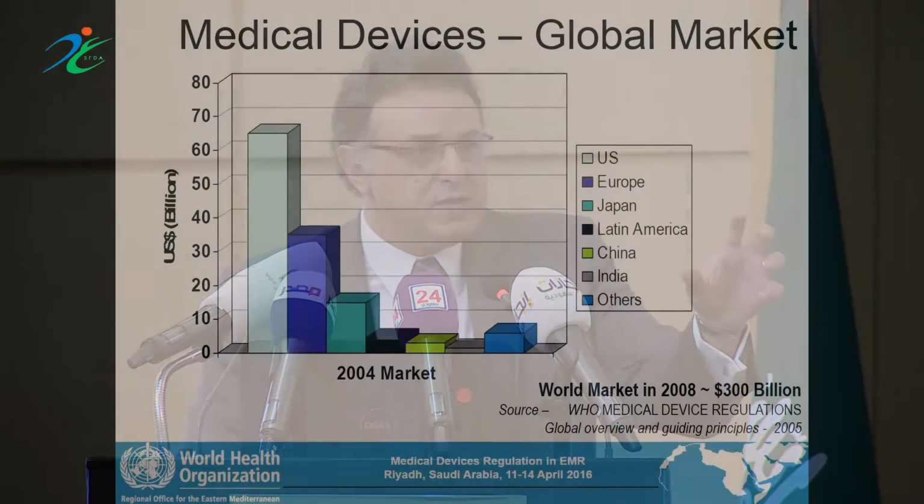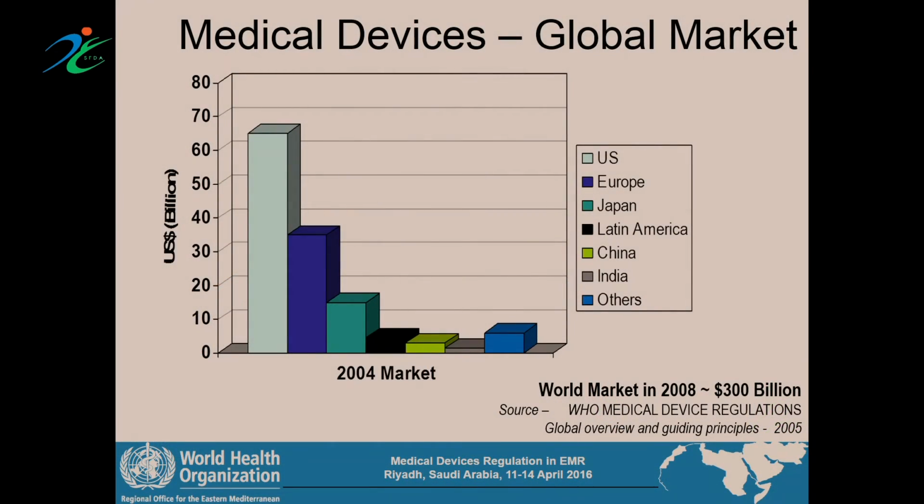The thing is that we import most of those devices because the global market is usually controlled by Europe, Japan, and the US. Those are the three main players. They control from 65 to 70% of the markets. So we are importers of those medical devices. So regulation is important to put the right standard for you to control what's entering your market. And those figures are from the world market in 2008. The market size itself is around $300 billion. So it's a big market. It's not as big as the medicines, but it's a big market.